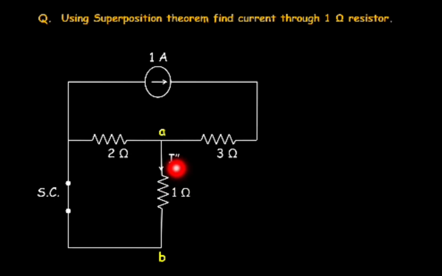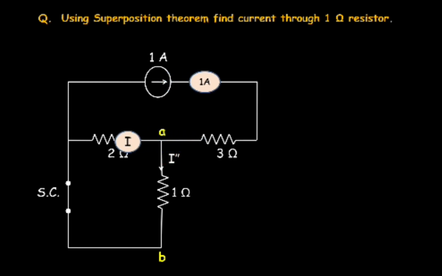Now let us see how current will flow in this circuit. Current will come from this 1 ampere current source, and how much current will leave that 1 ampere current source? 1 ampere, because the current leaving the current source is fixed. So as the value of this current source is 1 ampere, 1 ampere current will come to this point A, and at this point A the current will get divided.